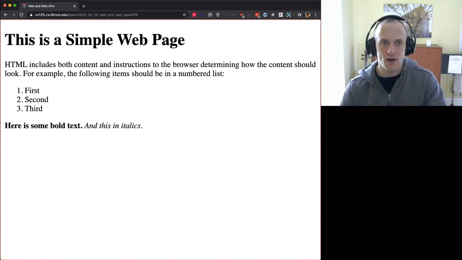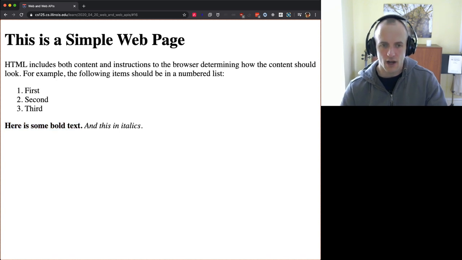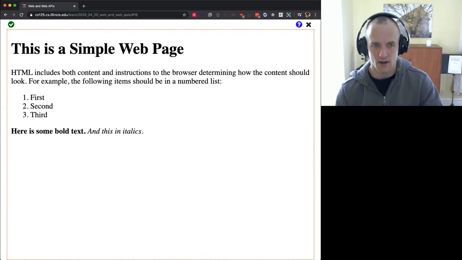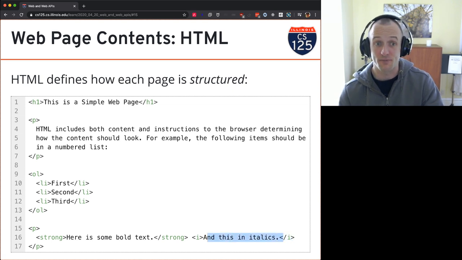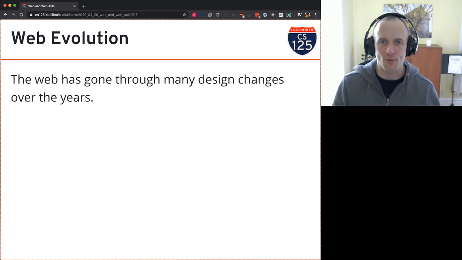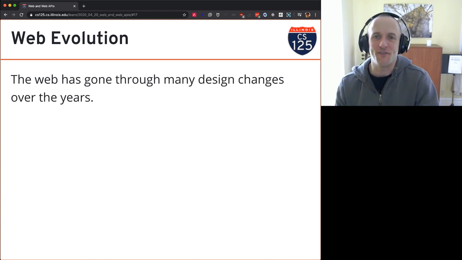So you'll see that H1 was rendered larger. My ordered list has numbers. Here is the text that was bold, and I also used an I tag here at the back. I used an I tag at the end, and that put that last bit in italics. All right. I don't have a lot of time to talk about this. I think I rambled on a little bit too long this morning, telling stories about the internet, which is really fun.